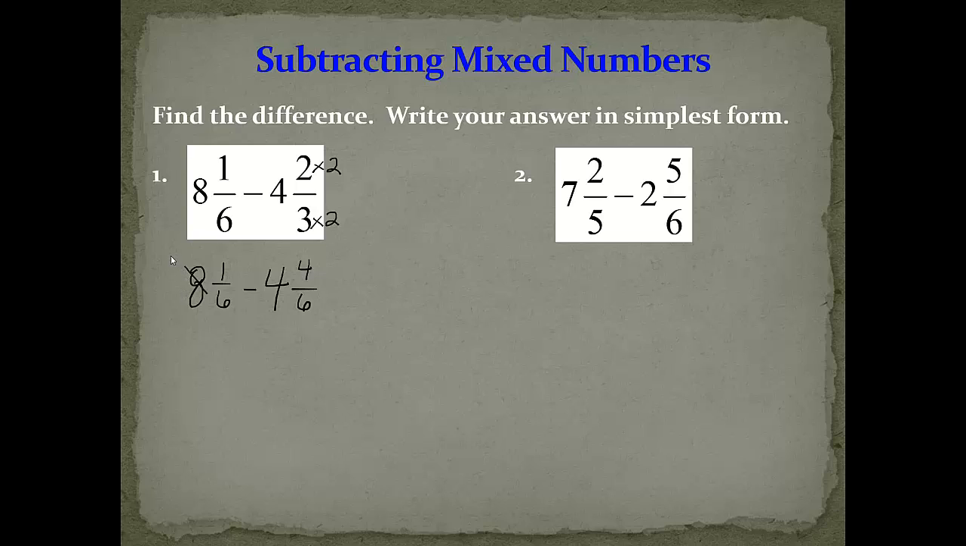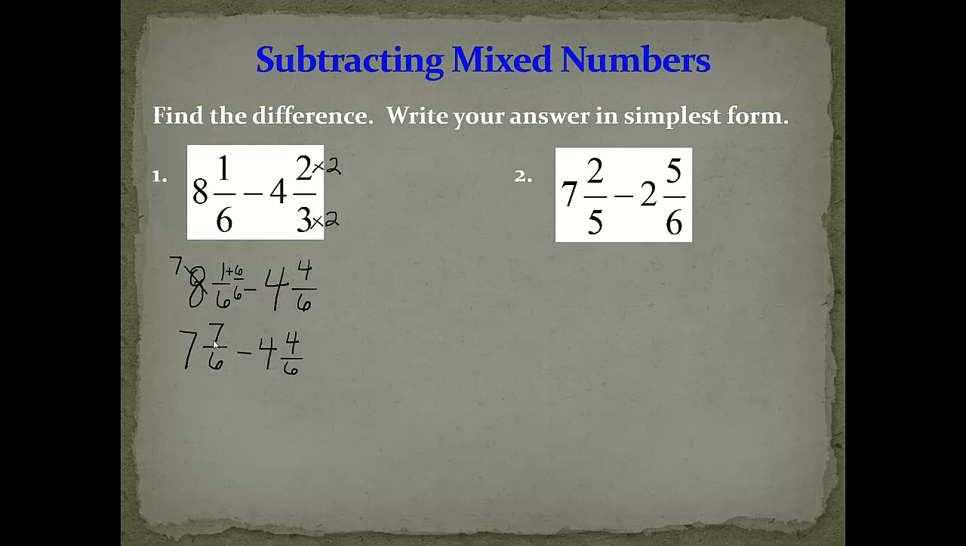If we borrow 1 from the 8, it becomes a 7. We are working with 6. So when we borrow 1 whole, we actually borrow 6/6. Since we already had 1/6 and we borrowed 6/6, now we have 7/6. So this would become 7 and 7/6. And then we would subtract 4 and 4/6.